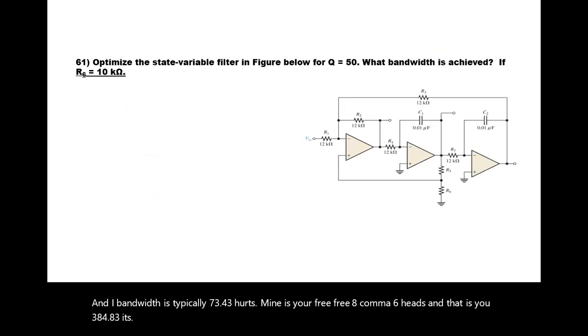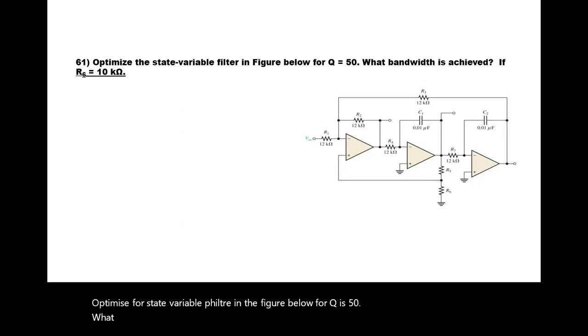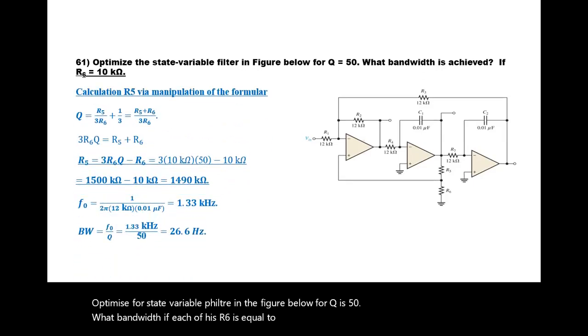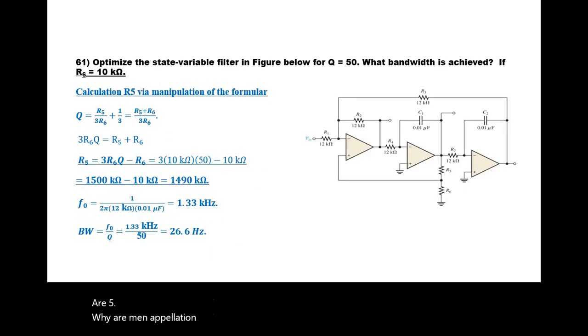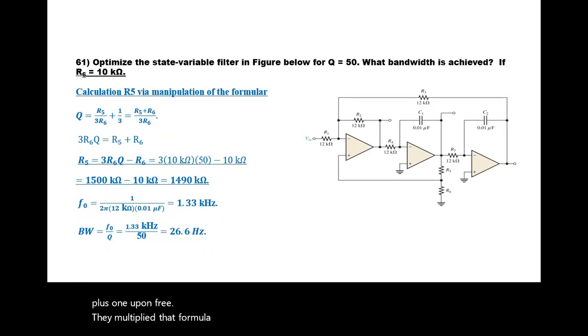Optimize the state variable filter in the figure below for Q equal to 50. What bandwidth is achieved if R6 is equal to 10K? Calculation: R5 via manipulation of a formula. So you manipulate the formula Q is equal to R5 divided by 3 multiplied by R6 plus 1 upon 3. When we manipulate that formula, you find R5 is equal to 3 times R6 times Q minus R6. Substitute those values and you will find that R5 is equal to 1490 kilo ohm.